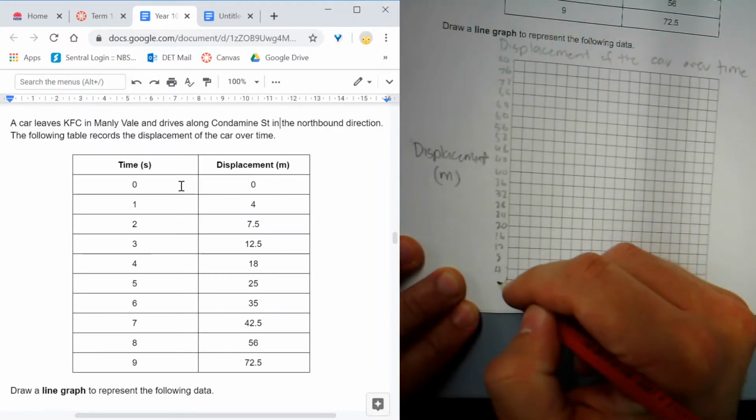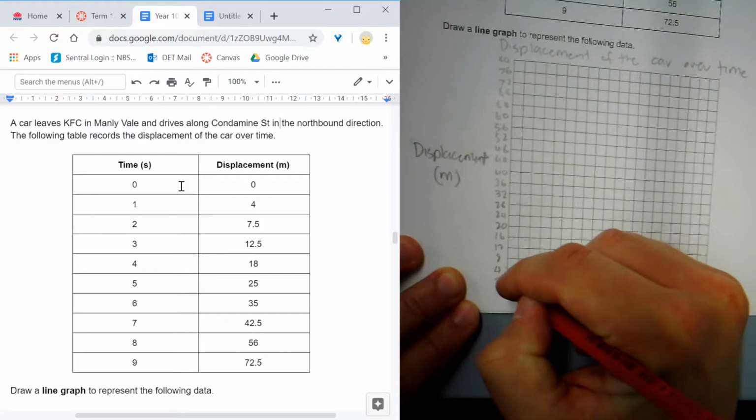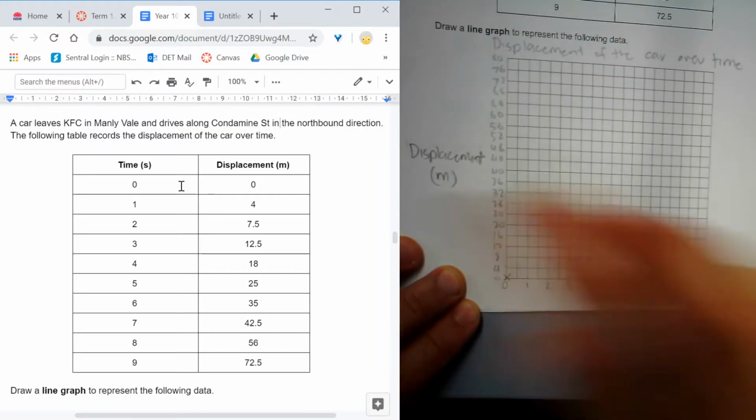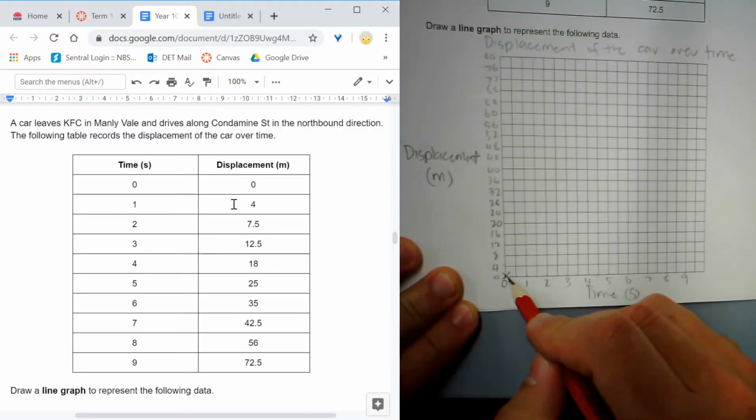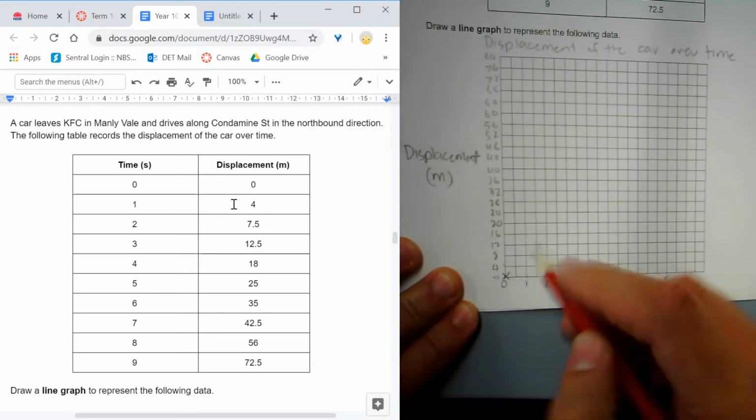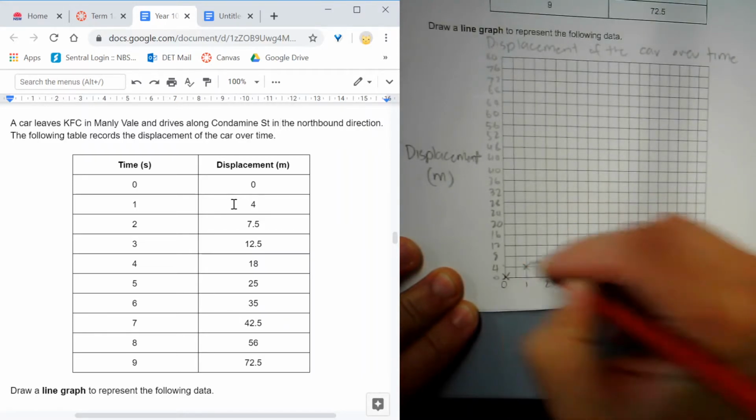0, 0 is an easy one to do. So that means there's a cross here at the origin. The next thing I'm going to do is, at 1 second, the car's been displaced 4 meters. So I'm going to go across with my pencil to 1, and I'm going to go up to 4 and draw a cross in there.